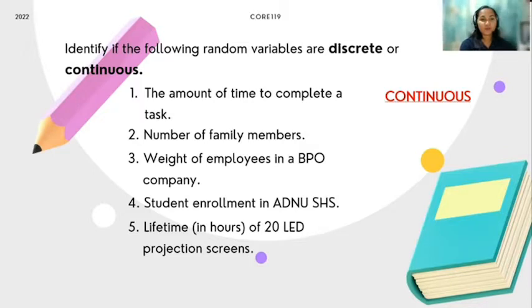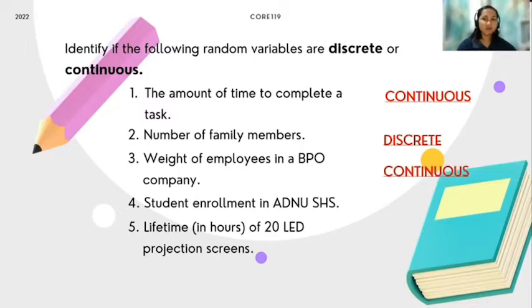Number 2, number of family members. We have discrete. We can count the number of family members. Number 3, weight of employees in a BPO company. This is continuous. Number 4, student enrollment in Adno SHS. That's correct, we have discrete. We have a discrete random variable. And then number 5, lifetime in hours of 20 LED projection screens.